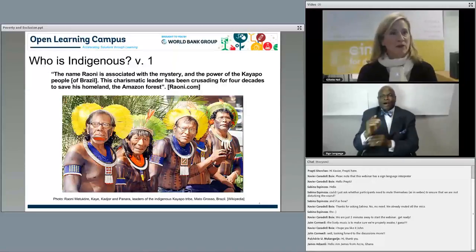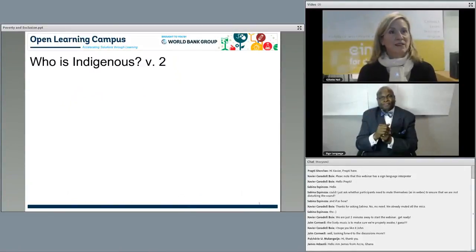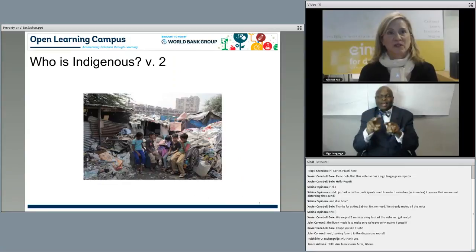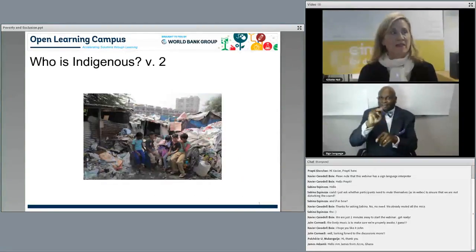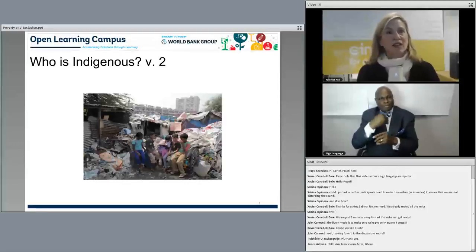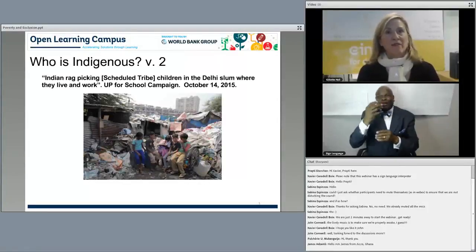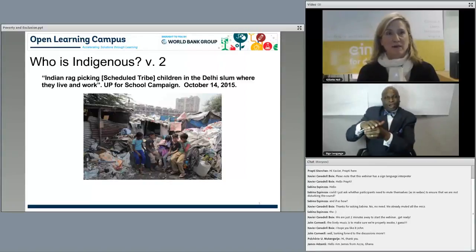Moving forward, let's take another look. So these children you might not so easily consider Indigenous, but in fact they're members of India's scheduled tribe, have migrated to urban areas, but face serious issues of poverty, deprivation, and exclusion.